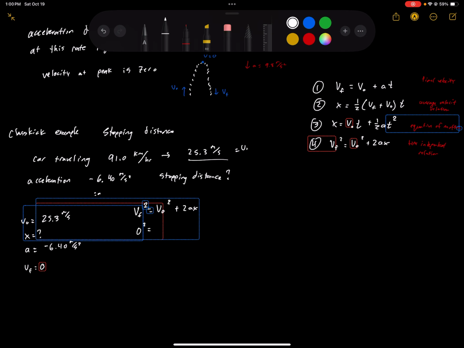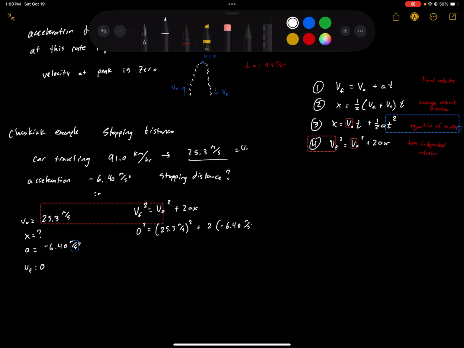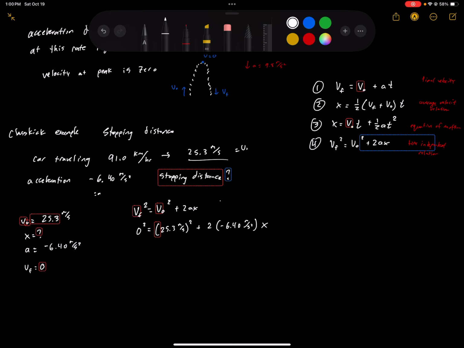So we have 0 squared is equal to V naught squared, so that's 25.3 meters per second squared, plus 2 times negative 6.4 meters per second squared, times the displacement x. X is unknown. If you want to rewrite it using just algebra, we know VF squared equals V naught squared plus 2AX. We know this is 0, and then you do the algebra, you find that x is equal to negative V naught squared over 2A.